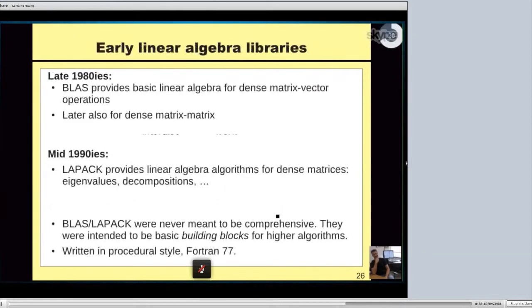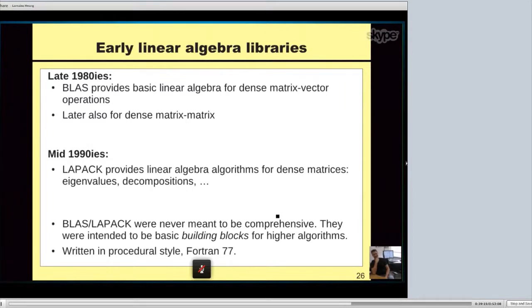Let me skip this one for time here. So the packages that I'm going to talk about, this is something that started back in the 1980s. Back in the 80s, people realized that everybody was implementing their own dense matrix vector operations, for example, and that there really is no need to do this over and over again. And so they came up with something that they called the basic linear algebra subroutines. So this was a collection of functions that are written in Fortran that by and large are independent of each other, and that were meant for dense matrix vector operations.